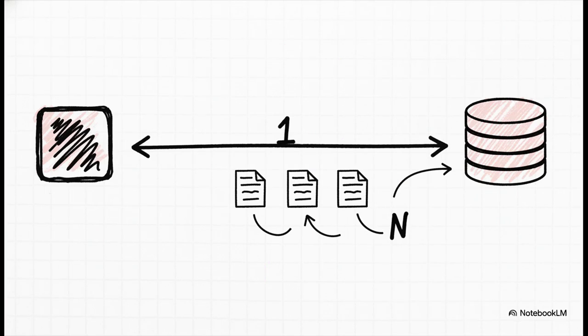So here's how the N+1 problem works. Your code innocently makes one query to get a list of items, let's say 50 blog posts. That's the one query. Then you loop through those 50 posts, and for each and every post, your code makes another separate query to fetch the author's name. That's the N queries. So to get 50 posts, you're not making one trip to the database, you're making 51.